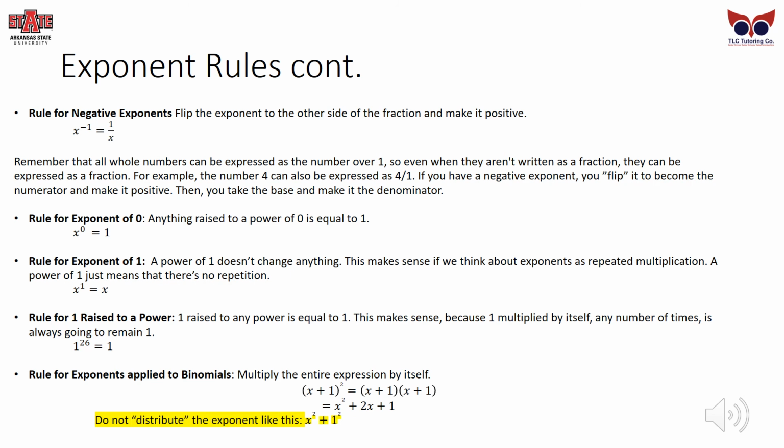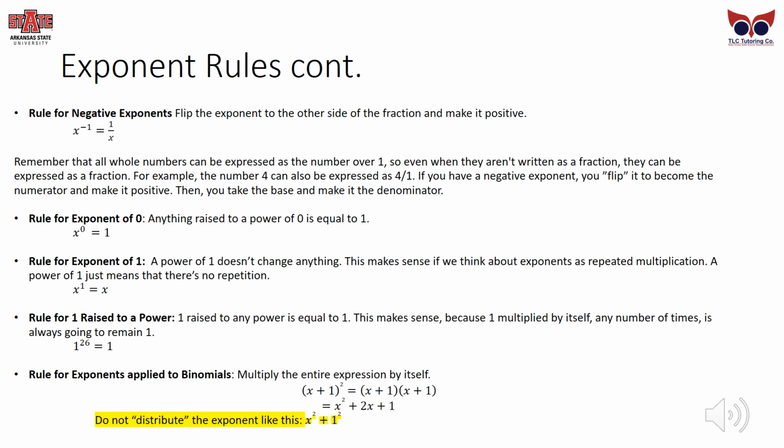Rule for 1 raised to a power. 1 raised to any power is still equal to 1. This makes sense because 1 multiplied by itself any number of times is always going to remain 1.